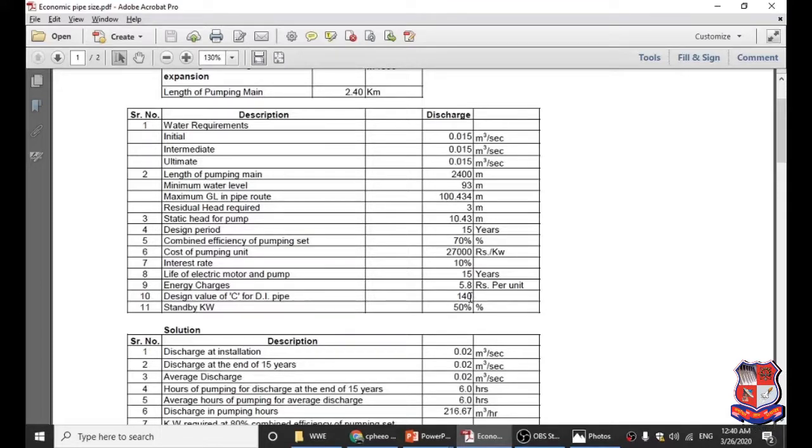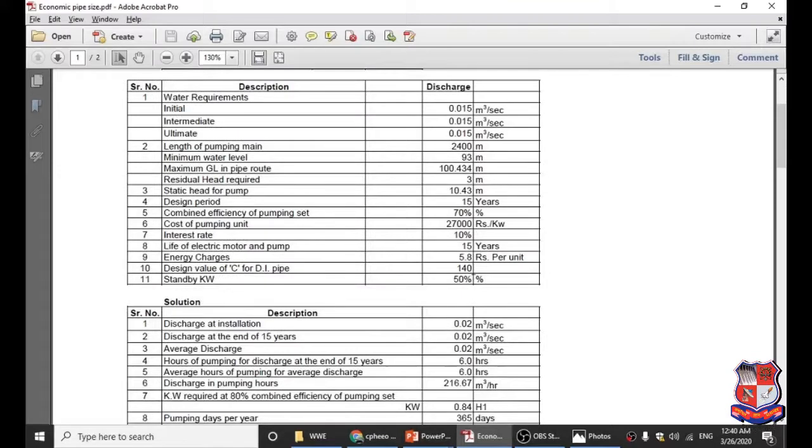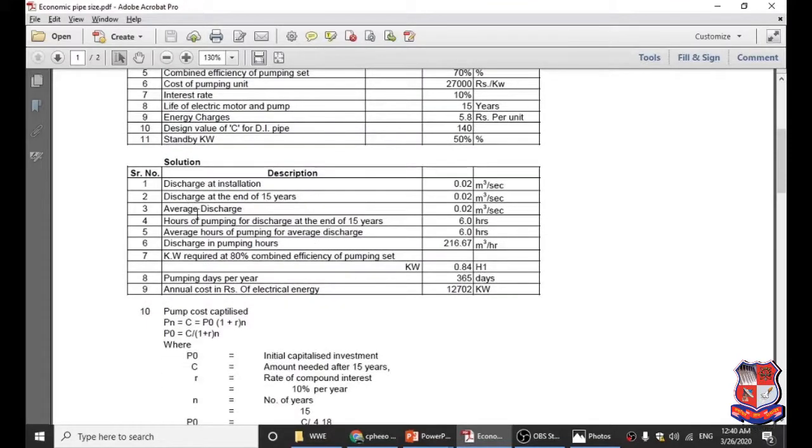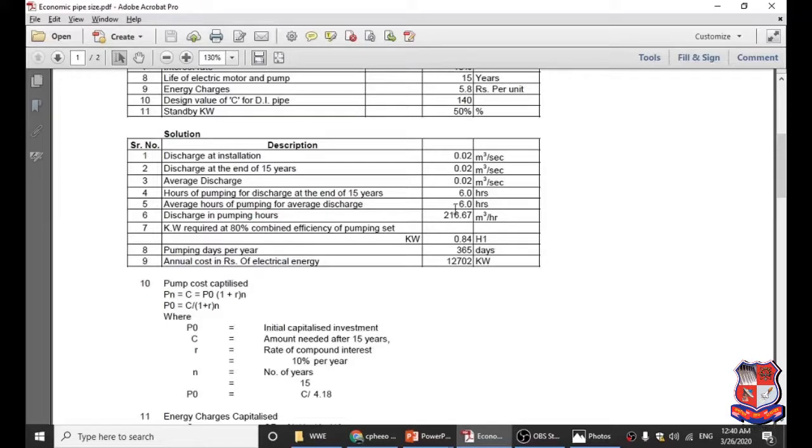The C value for DI pipe we have considered is 140, and standby kilowatt is 50%, or we can say we are providing 50% standby because we are considering two pumps only here. So that's why we have considered 50% standby, but actually we can provide 25% standby also. Hours of pumping we are considering 6 hours. So design discharge for this 6-hour pumping will be 216.67 meter cube per hour.